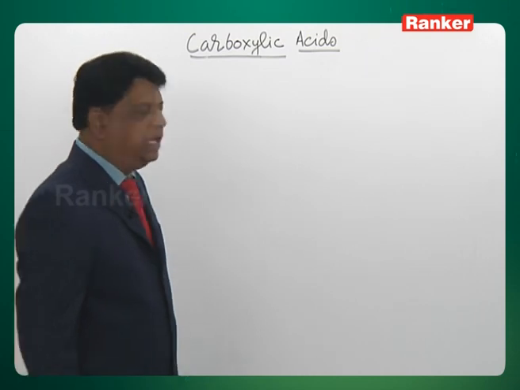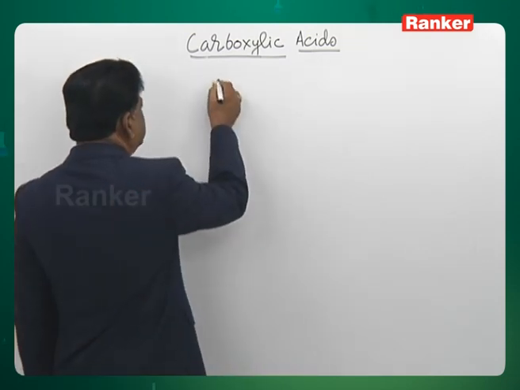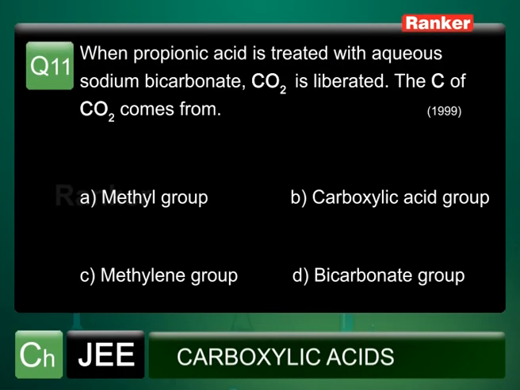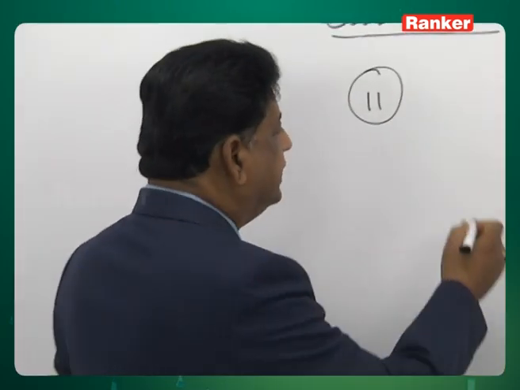So, let us go for the next question, the 11th question. The question is: when propionic acid is treated with aqueous sodium bicarbonate, CO2 gas is liberated. The carbon of CO2 comes from which of the options: A, methyl group; B, carboxylic acid group; C, methylene group; D, bicarbonate group. So, let us write the reaction here.